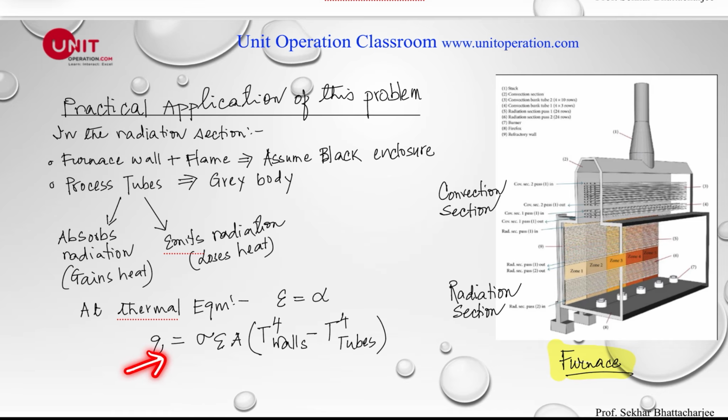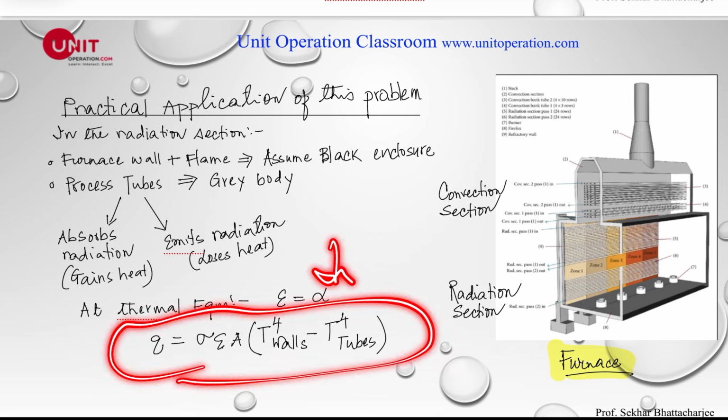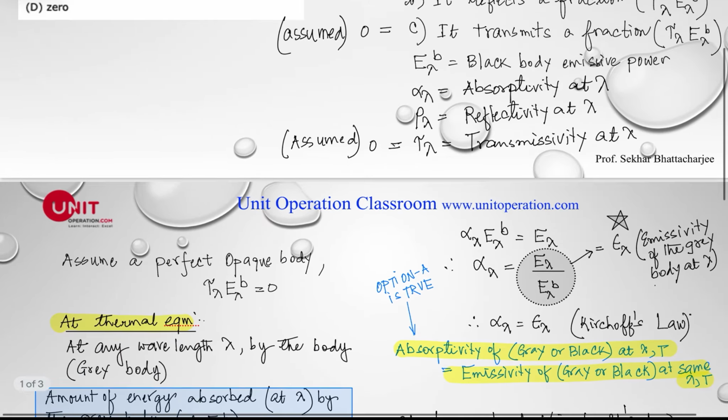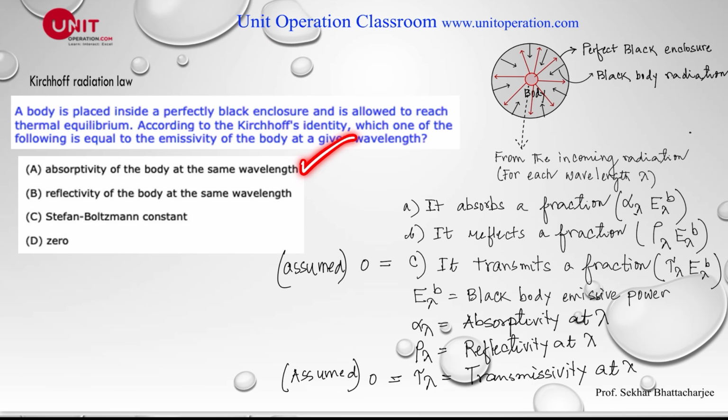We know this relationship here: the amount of energy gained by the body, or in this case the tubes, is given by this relation. We all know that, and this comes from this concept right here. So, again, going back, A is the correct option.